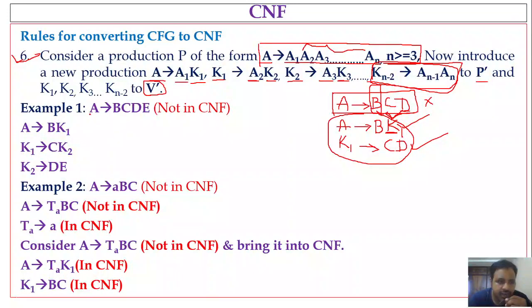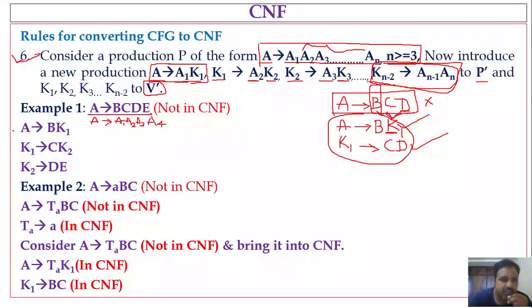So let me explain this rule with one example. In example 1, I have the production rule A denotes B, C, D, E, right? How many variables do we have here? 4 variables. So it is in the form A denotes A1, A2, A3, A4. Whenever we have this format, what will we do? We will split that production into CNF by adding the newer rules and the newer variables, right?